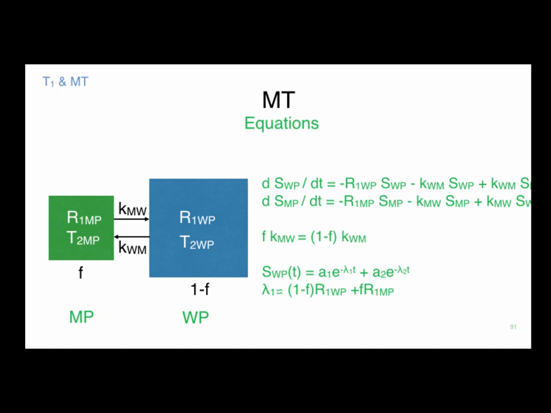And again, there is essentially the same set of equations that governs the MT exchange and also governs the T1 relaxation. So the take-home message there is that basically all T1 measurements in the brain are actually bi-exponential. And to measure this properly, you always have to fit a bi-exponential decay.